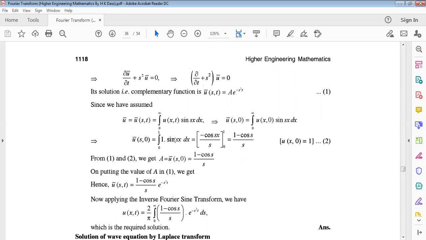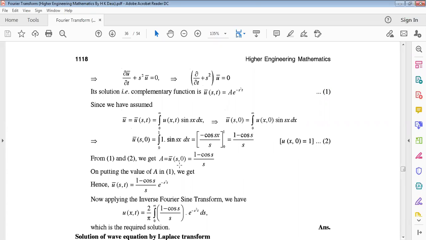Now taking just a simple integration, the sine integration is what? Minus cos, divided by the coefficient of x. The coefficient of x is s, because the integration is with respect to x. Now with the 0 to 1 limit, after putting this limit, we get 1 minus cos s divided by s. Remember, ux 0 equals 1 is the given condition, and we used it here. Now 0 to 1 is the given limit.